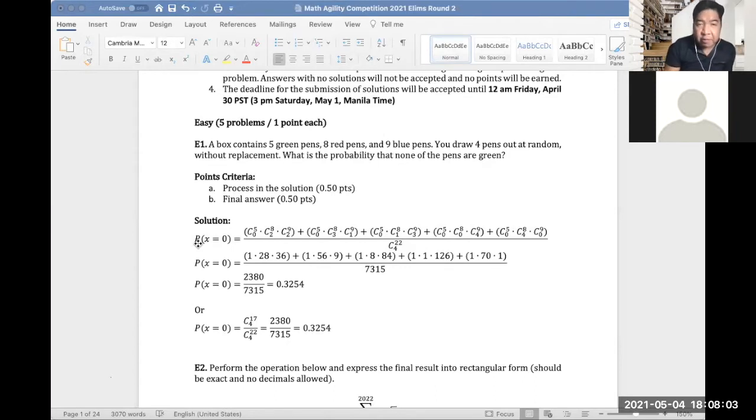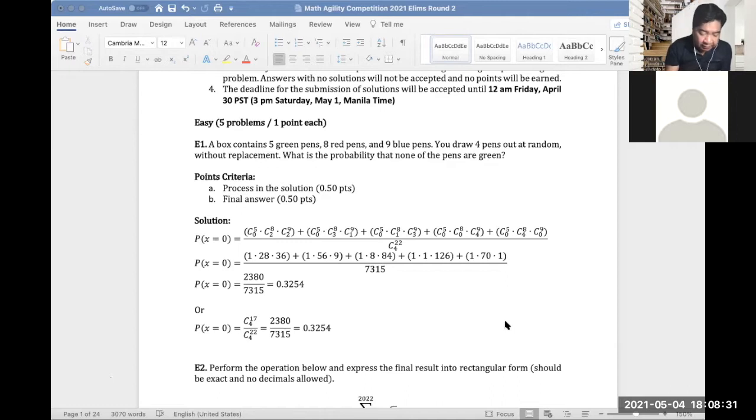For problem number one, a box contains 5 green pens, 8 red pens, and 9 blue pens. You draw 4 pens out at random without replacement. What is the probability that none of the pens are green? There are two ways to compute this. One is that we can use this formula.